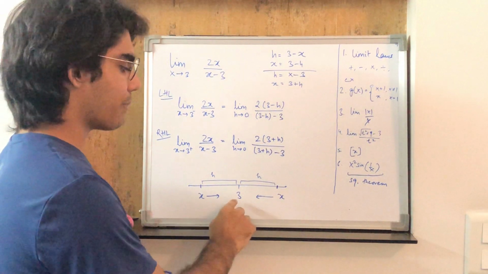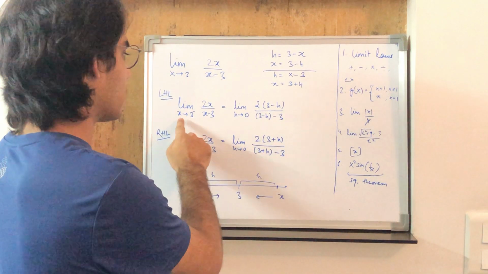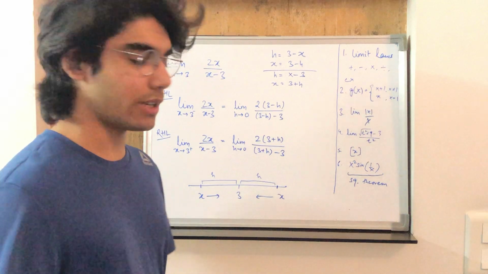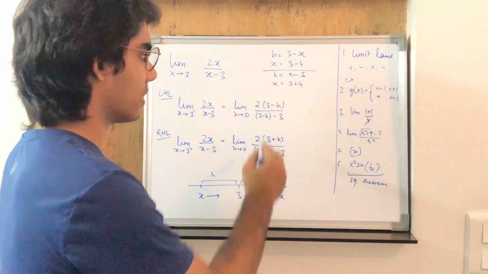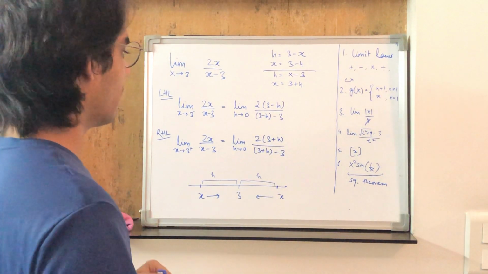So when x is going to approach 3, this distance h is going to approach 0. That's why when x is approaching 3 from the left-hand side, I switch it with h tending to 0, and wherever I had my x, I switch it with 3 minus h, hence this. And then I solved it further in the previous video.